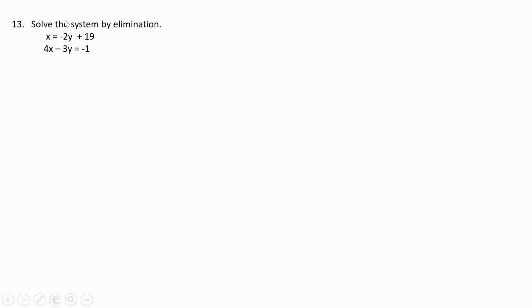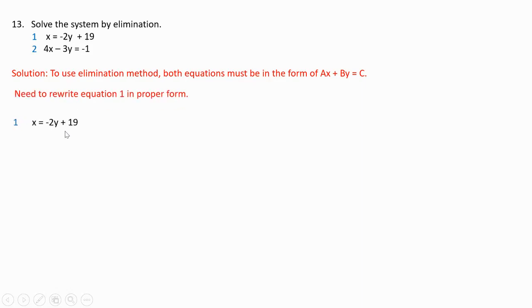Okay, now let's do another one, number 13, but let's solve it by using the elimination method. By using this method, they both have to be in proper form. They both have to be in the form ax plus by equals c. Equation 1 is not in that form yet, right? So I need to put it in proper form. So I'm going to add 2y to both sides. You see now it's in proper form: x plus 2y equals 19. So we got both equations, right.